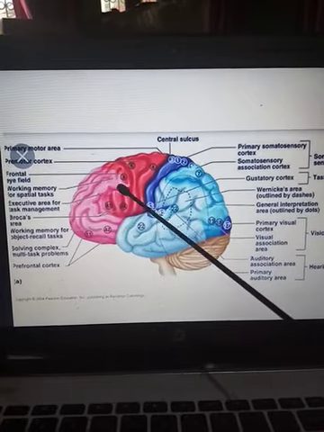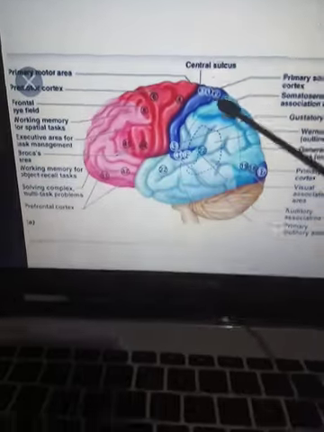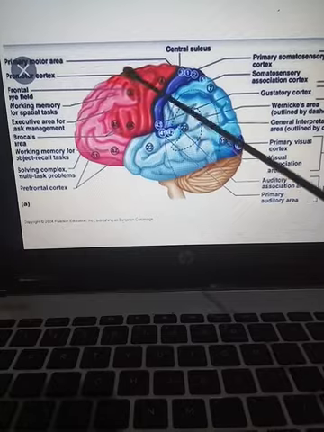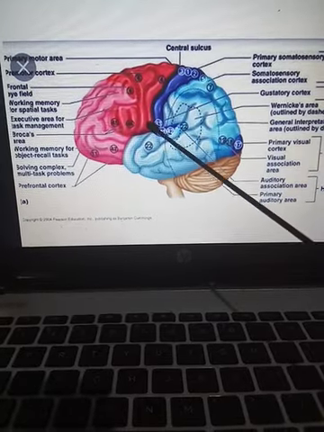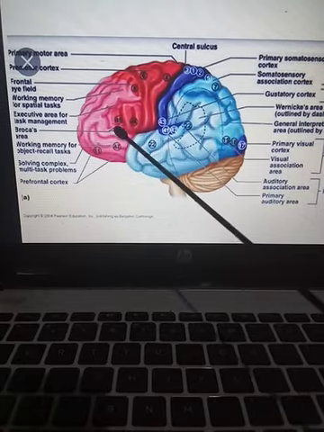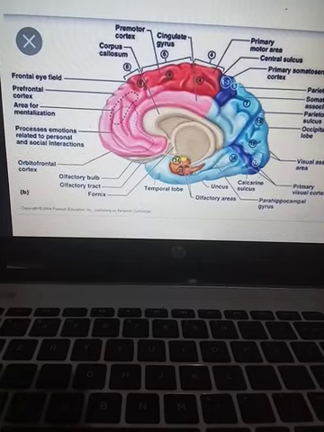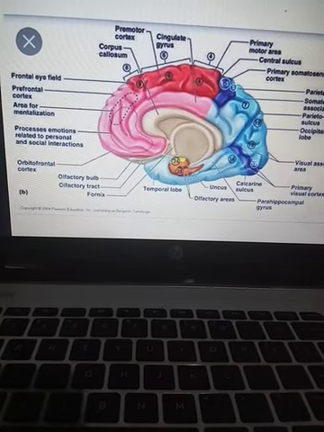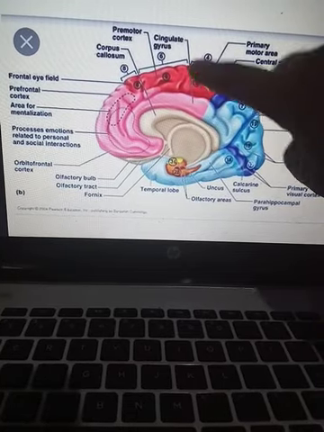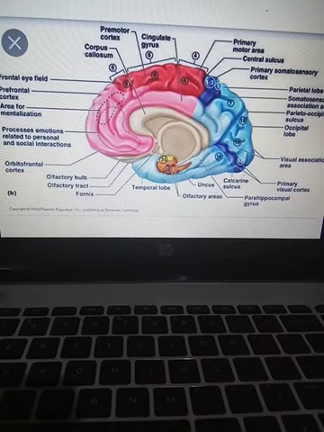In front of it comes the area 6 and 8, which is the premotor area, concerned with the intricacy of the movements. That is, the skill associated with the movement is because of this area 6 and 8. After that, the primary motor area is also present in the paracentral lobule, in its anterior part.